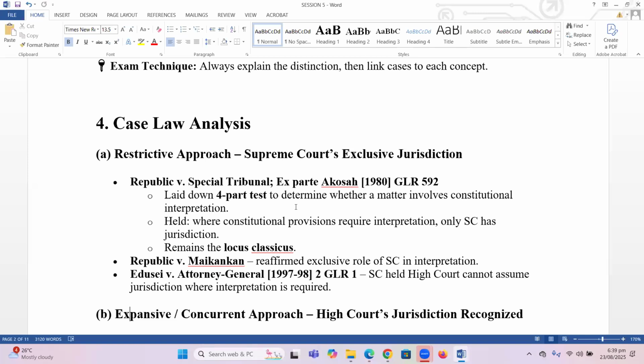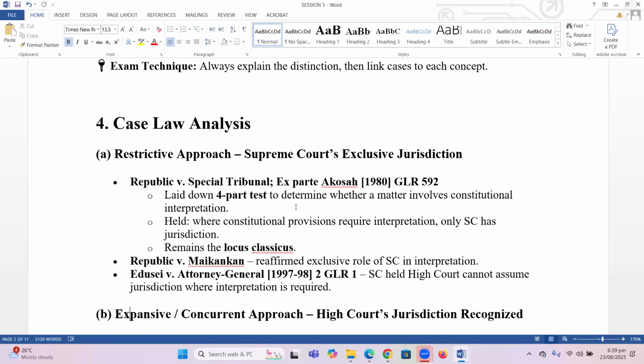The Maikankan doctrine seems to be that where you don't have any ambiguity, and it's just a matter of application of the provision, the particular court could deal with it, and if a party was aggrieved, he could have his remedy through the appellate process. That was a very interesting doctrine, but in recent times, it seems to have been sidestepped by the emerging thinking of our Supreme Court.